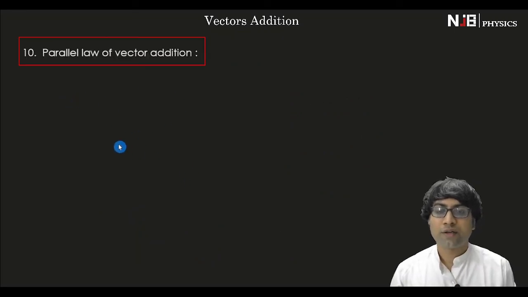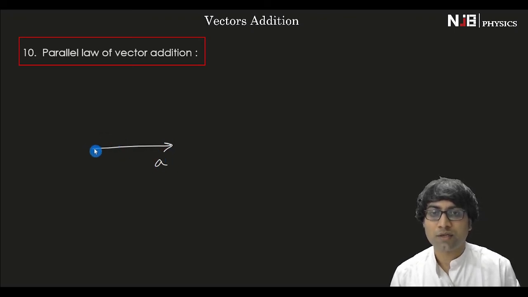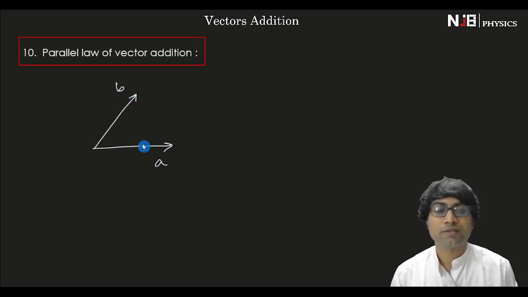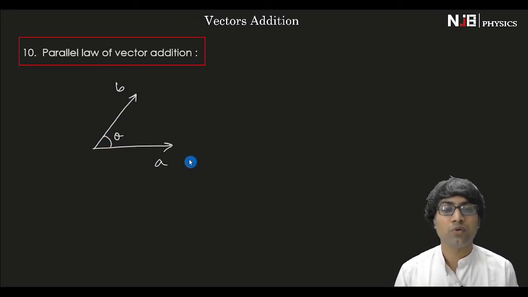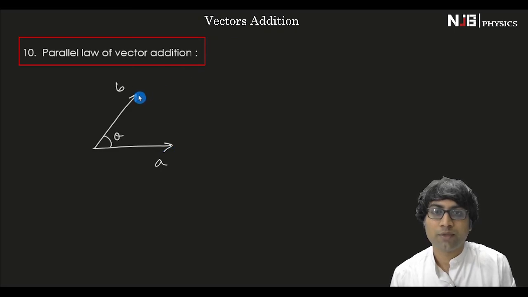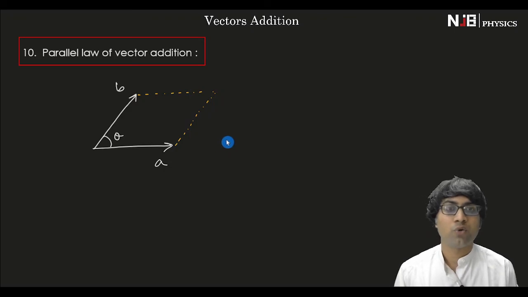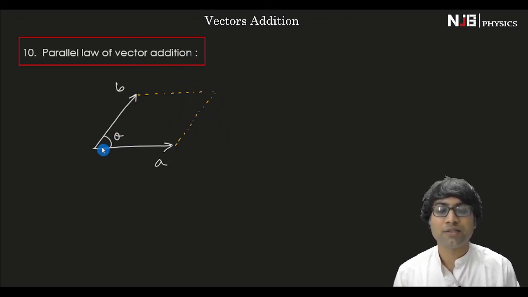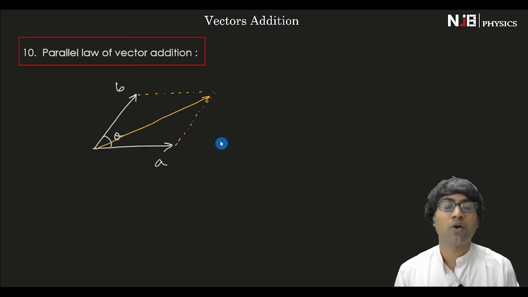Well, in the parallel law of vector addition, you join the two vectors tail to tail. So let's say this is a vector and this is b vector. The two vectors are joined tail to tail and the angle between them is theta. Now you complete the parallelogram in such a manner that the two vectors become the two adjacent sides of the parallelogram. So if I try to complete the parallelogram, it is going to be like this. This becomes a parallelogram. Now what is the resultant? The resultant is going to be the diagonal starting from the tail of the two vectors and ending at the other corner of this parallelogram.